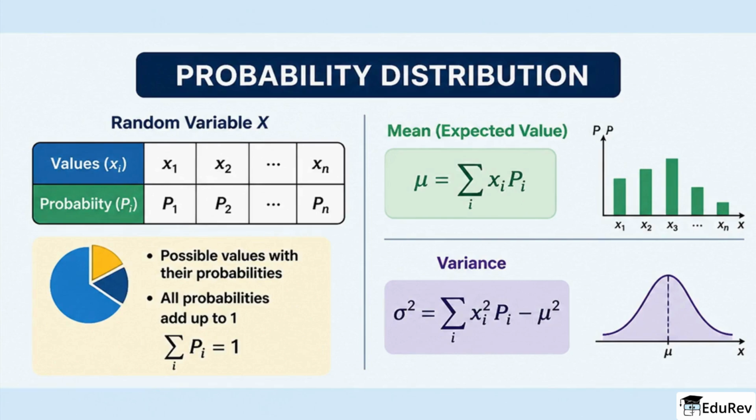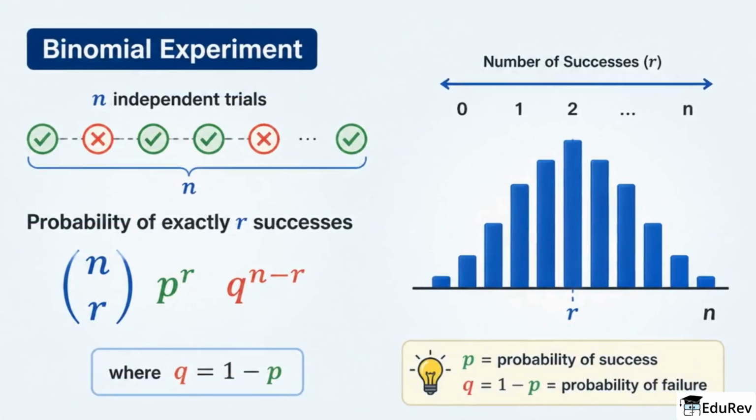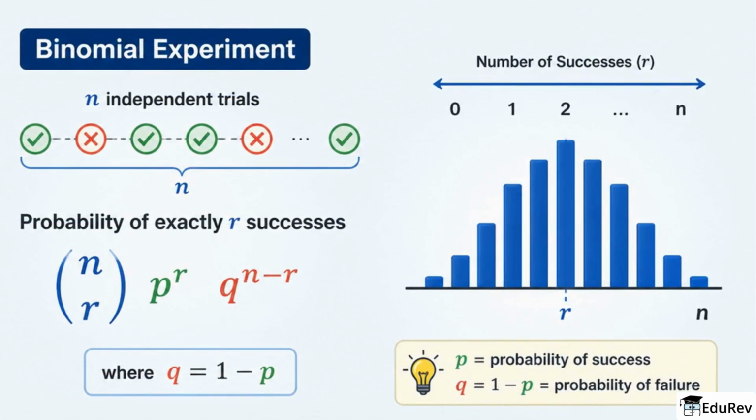A probability distribution for a random variable lists possible values and their probabilities, which add to 1. And mean equals sum of xi pi, variance equals sum of xi squared pi minus mean squared. For a binomial experiment of n independent trials with success probability p, the chance of r successes is n choose r times p to the r times q to the n minus r, where q is 1 minus p.